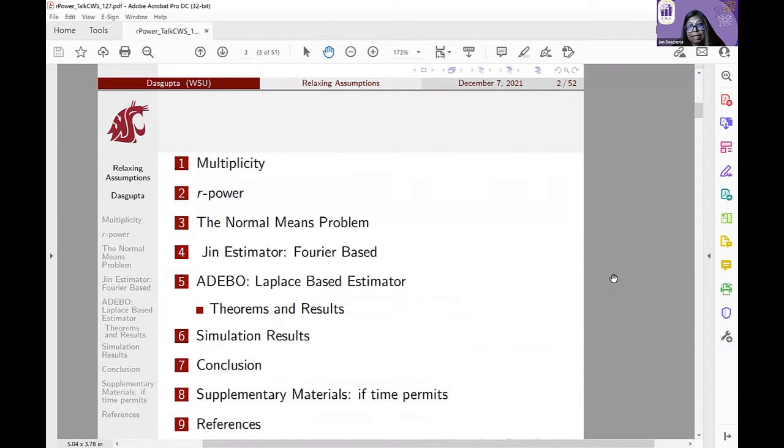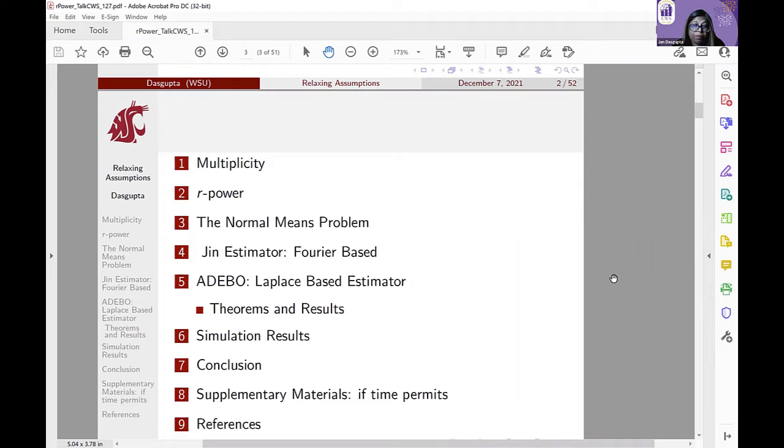So it looks like there are a lot of topics that I'm going to talk about, but essentially, this is going to be an estimation procedure that we are going to be talking about. And the supplementary materials and references are only if I have time and only if people have energy.